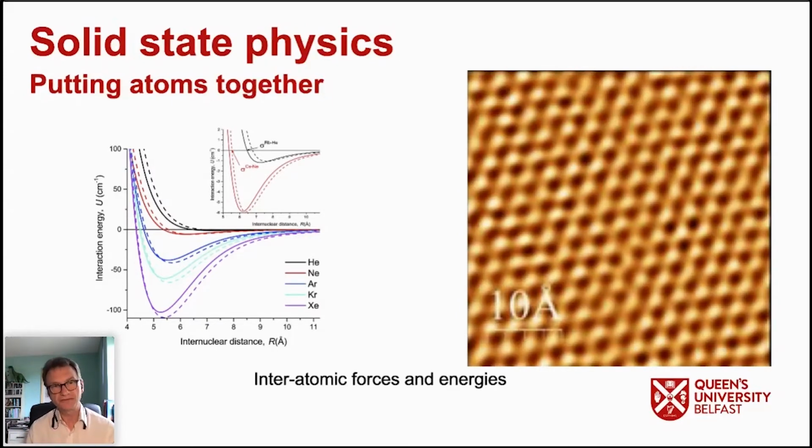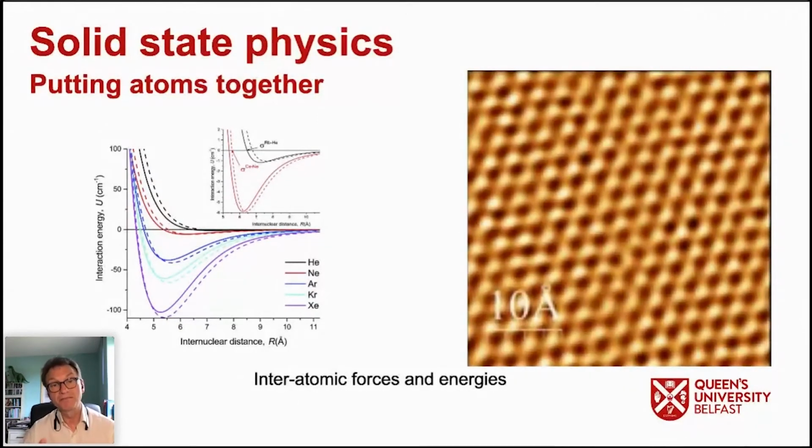So solid state physics is the physics of putting atoms together and understanding the forces and the energies that occur when you do that. On the left-hand side, we've got theoretical calculations of the energy you'd have between two atoms of various different elements when you bring them together. And you'll find out how to calculate those energies and how to calculate the stable separation of atoms when you try to join them.